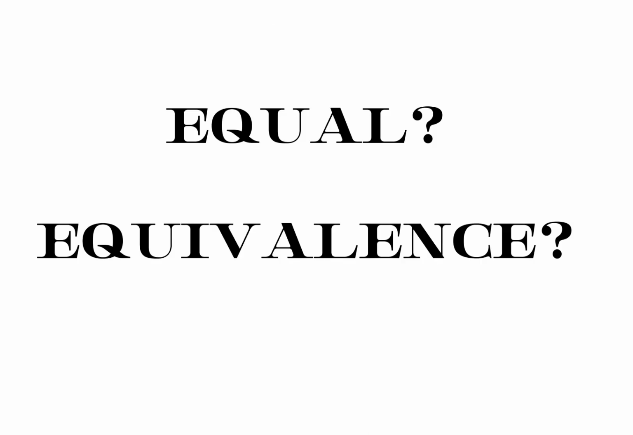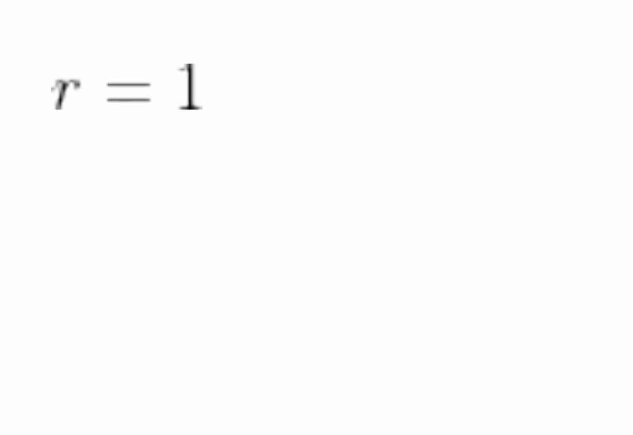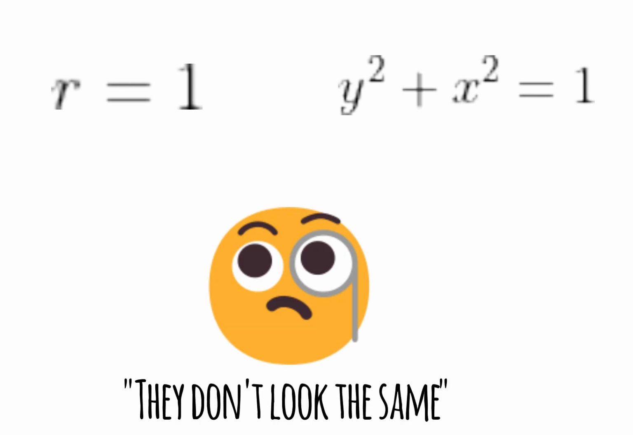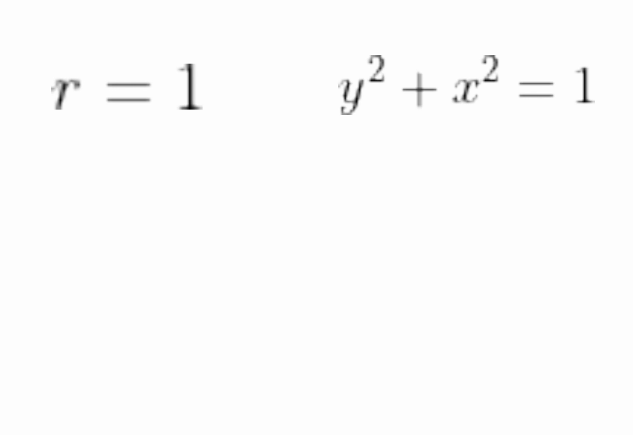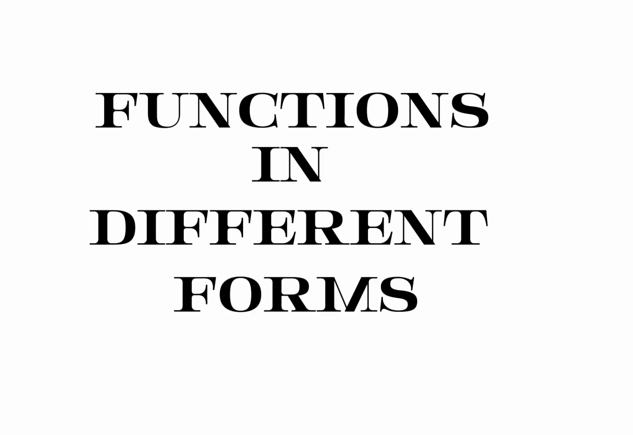Well, what does equal or equivalence mean in this context? I mean, if you look at r equals 1 and compare it to y squared plus x squared equals 1, you can obviously see they're not equal, right? And they don't even give the same values. It's just r equals 1, and then for the rectangular equation, y and x can be anything. And you might be right that they do look different objectively, right? But it's not that they are different in their entireties. They're just functions in different forms.